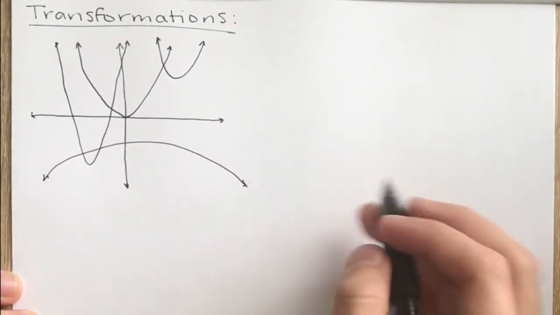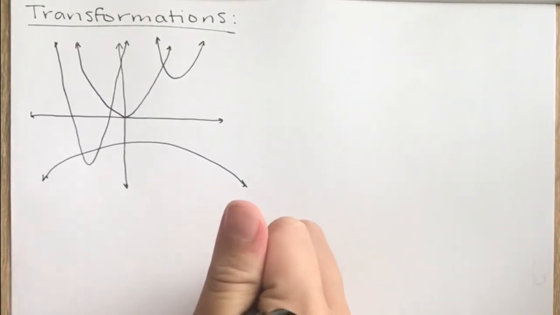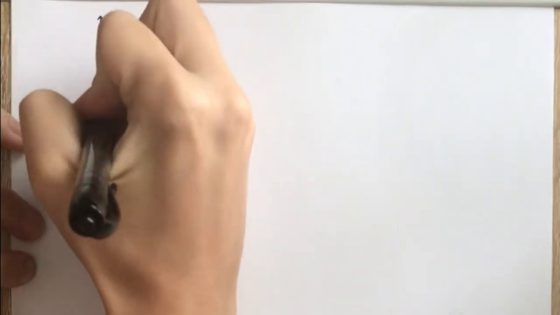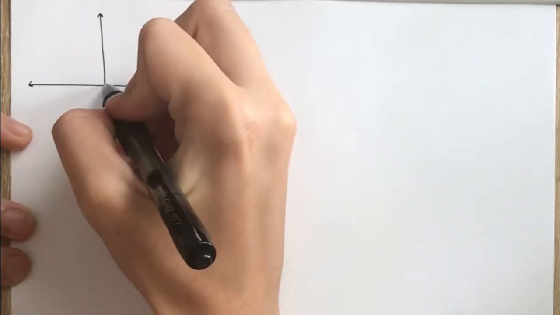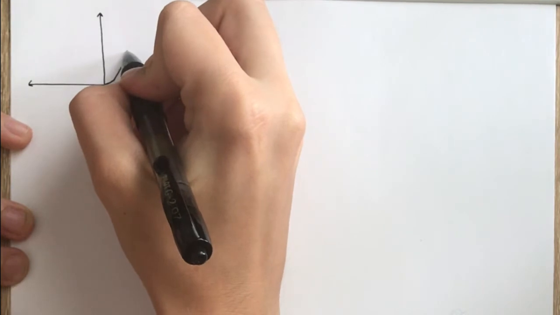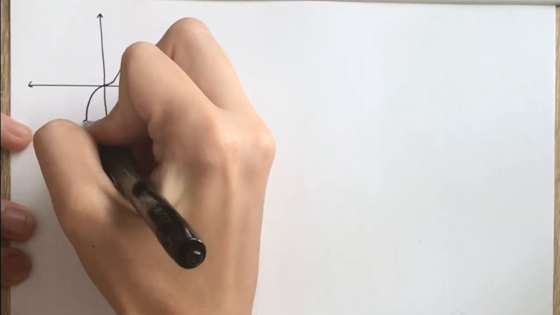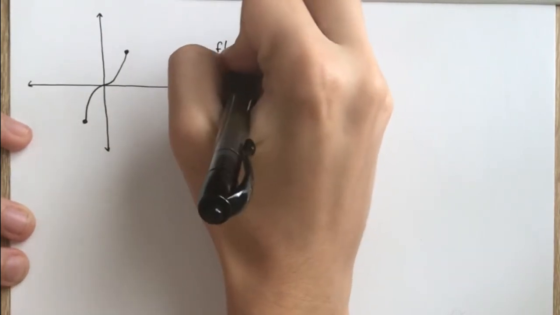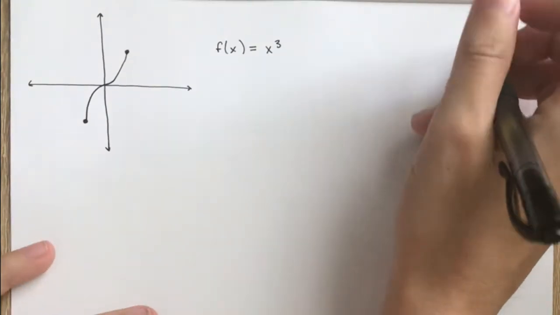We want to talk about the graphical component of transformations and also the symbolic component of transformations. Okay, so I would like to start with the basic function here, this guy. It's going to look like this and this. This guy is a cubic function, right? X cubed.